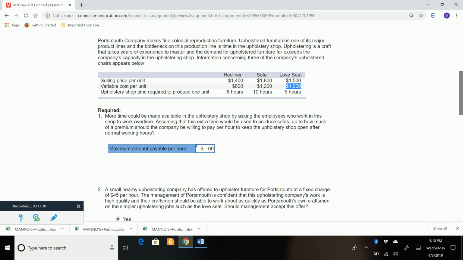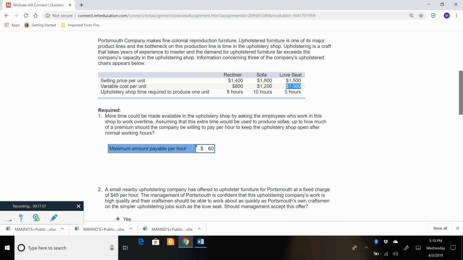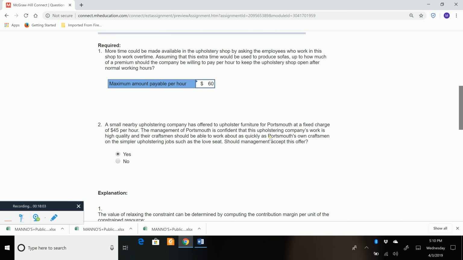Okay, so the first question is, more time could be made available in the upholstery shop by asking the employees who work in the shop to work overtime, assuming that this extra time would be used to produce sofas. Up to how much of a premium should the company be willing to pay per hour? So sofas, we figured sofa was what? The selling price was $1,800. The variable cost was $1,200.